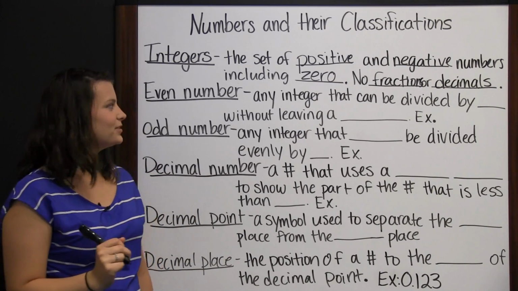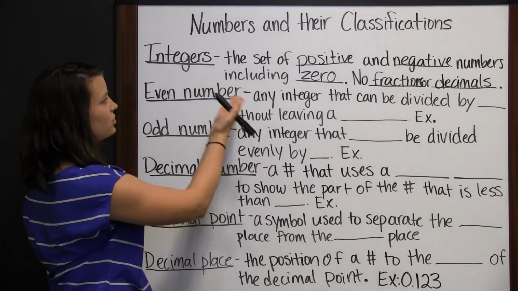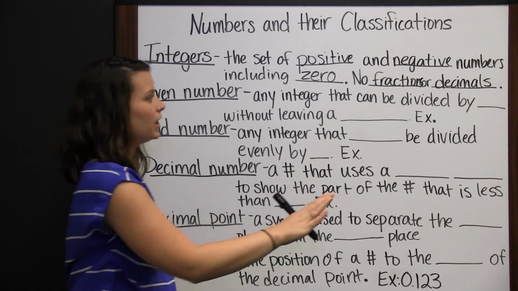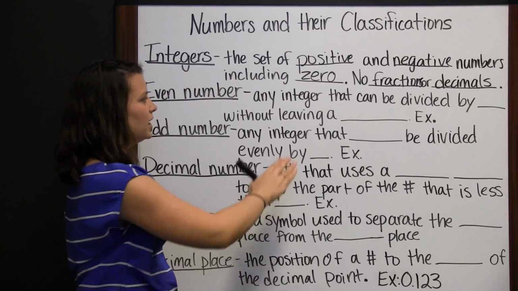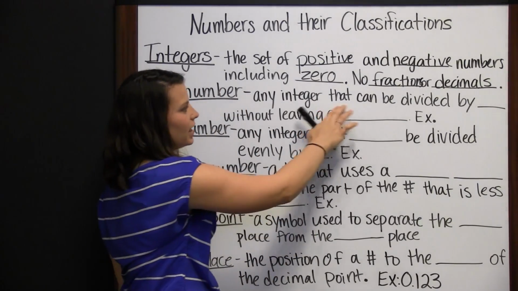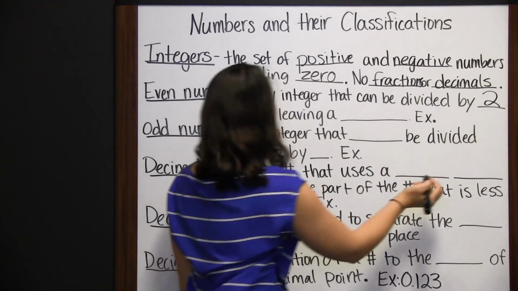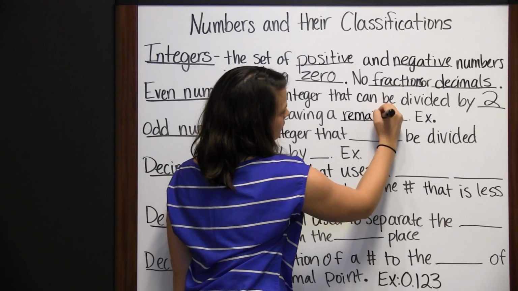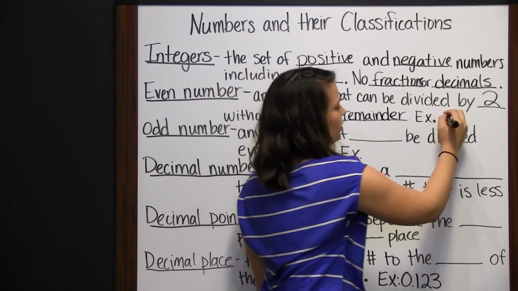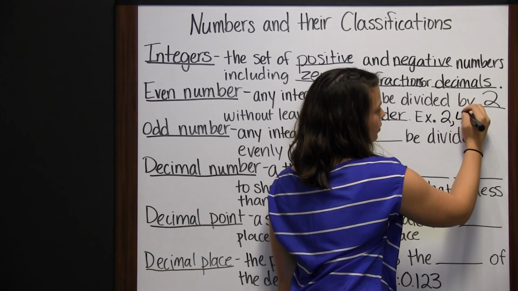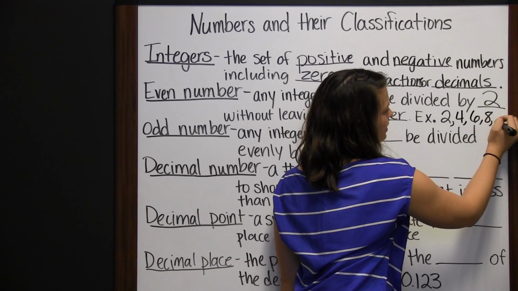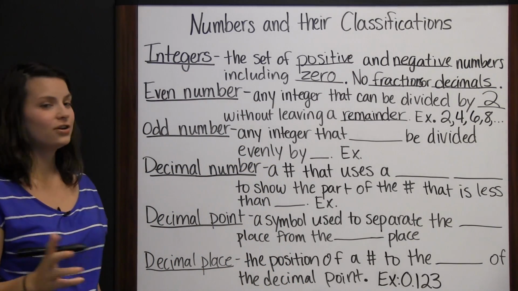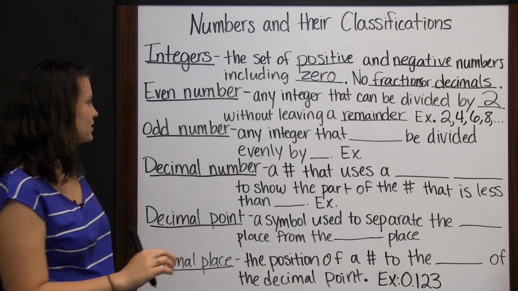Next we have even numbers. An even number is any integer. So remember, by saying it's an integer, we're already not including fractions and decimals. So it's any integer, no fractions or decimals, that can be divided by 2 without leaving a remainder, which means we can divide it evenly. So an example of an even number would be 2, 4, 6, 8, 10, 12, 14, 16, etc., etc., etc. We could go on forever naming even numbers.